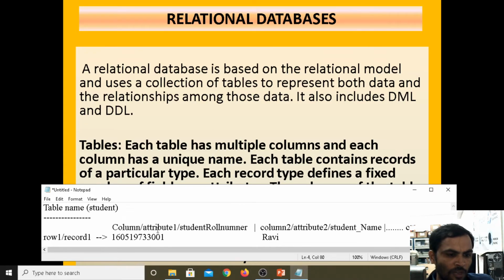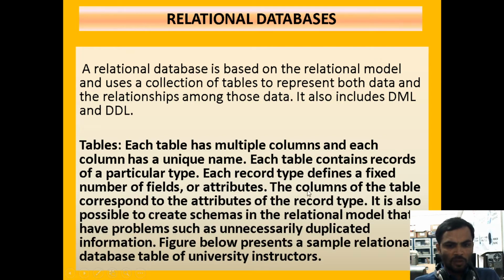For example, at the time of designing the database, for this column 1, the domain is a fixed constraint. Fixed constraint means only numeric values should be there. In the student roll number, if you give a name, we cannot call it quality of data, we call it a data integrity problem, data inconsistency. Now the column of the table corresponds to the attribute of the record type.